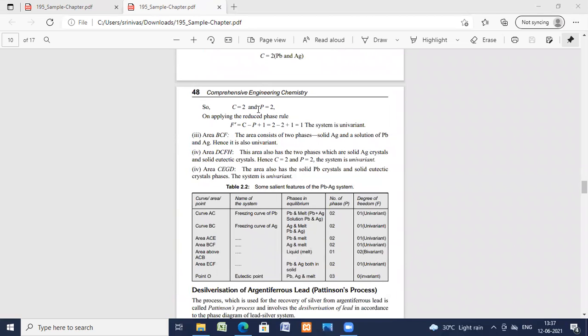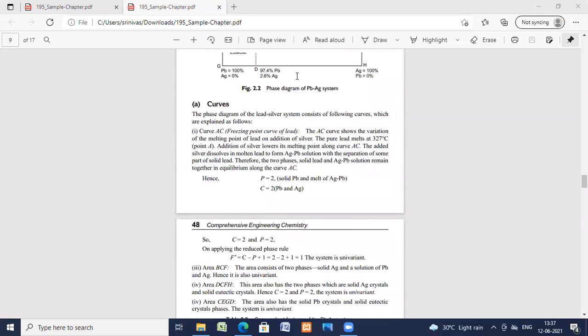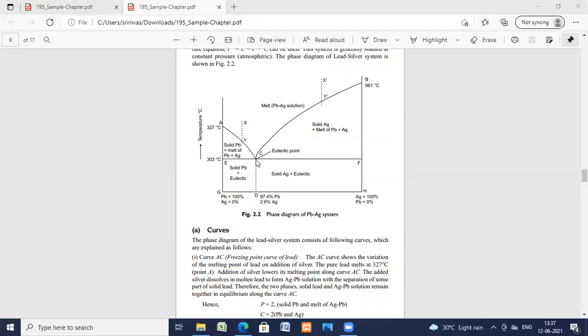And this eutectic point is the lowest temperature. This is the lowest temperature at which a liquid mixture of two components exists in equilibrium with their solid phases. Ag solid is in equilibrium with solution. Solution is in equilibrium with lead solid. As I've told you, you're having Ag solid, Pb solid and solution.